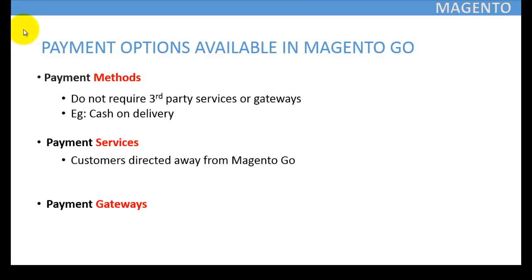When it comes to payment services, customers will be directed away from Magento Go. What this means is that a person will select the product on your online store, and once they are done selecting all the products they wish to buy, they will be directed to a third-party website. On this website they will complete all the purchases and payments, and once they've done that, they'll be brought back to your online store. A good example is Google Checkout, where the customers will be taken away from your site to Google Checkout, and there they can complete the payment and then come back to your online site.